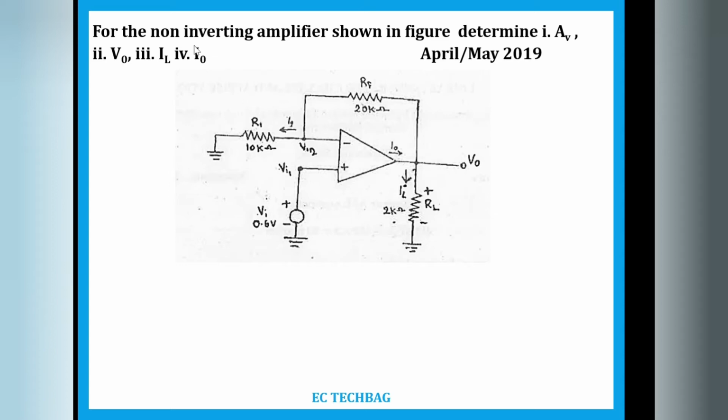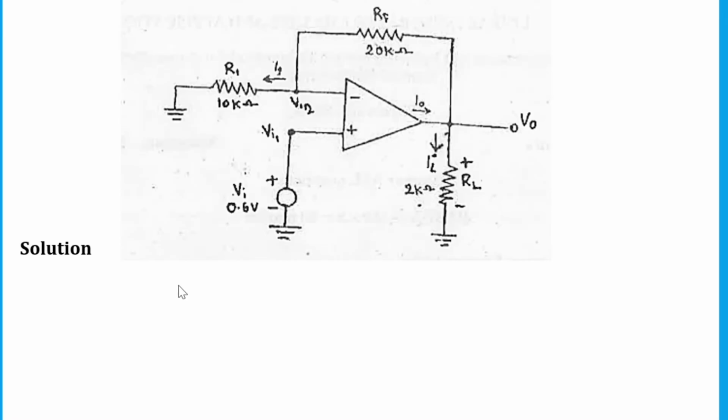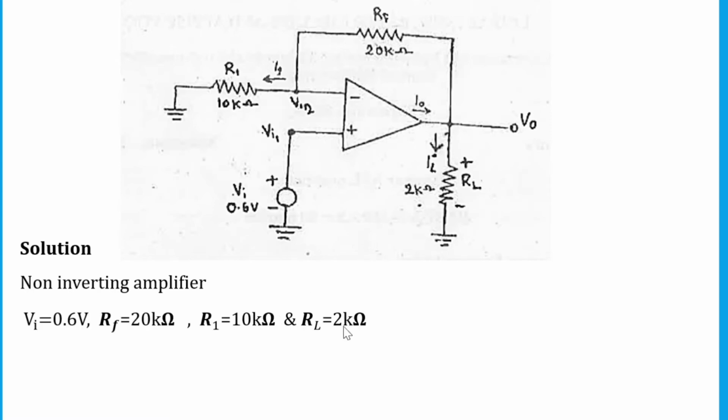And already it is mentioned that it is a non-inverting amplifier because input is applied at the non-inverting terminal and the inverting terminal is grounded. And input voltage is 0.6 volt. Feedback resistor is 20 kilo ohm. Input resistor that is connected to the inverting terminal is 10 kilo ohm and the load resistor is 2 kilo ohm. It's all given in the problem.